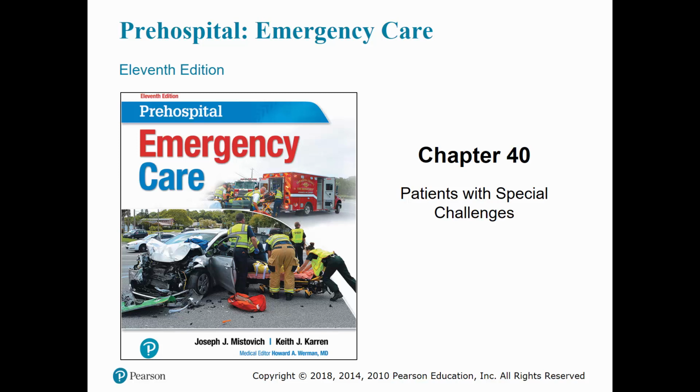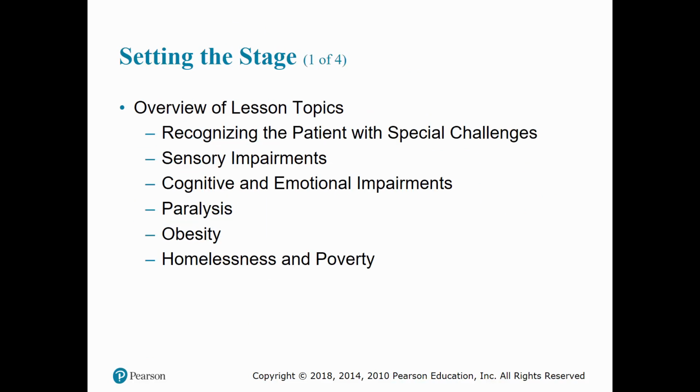Hey everybody, today we're going to be going over Chapter 40, discussing patients with special challenges. In this chapter we're going to go over ways that we recognize these type of patients. We'll go over some sensory impairments and cognitive and emotional impairments that patients may see, paralysis, obesity, as well as homelessness and poverty.